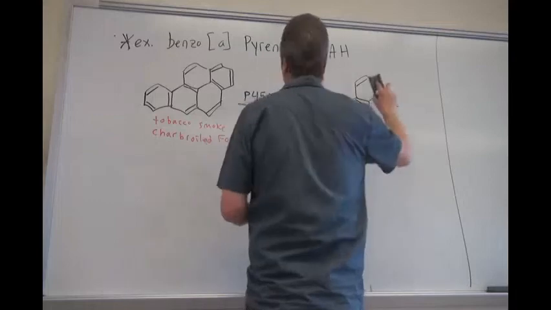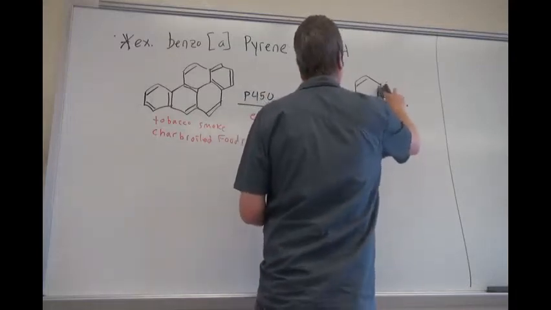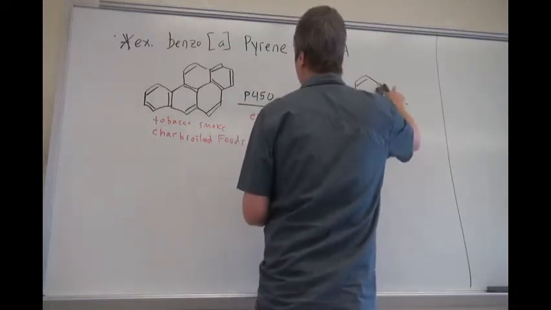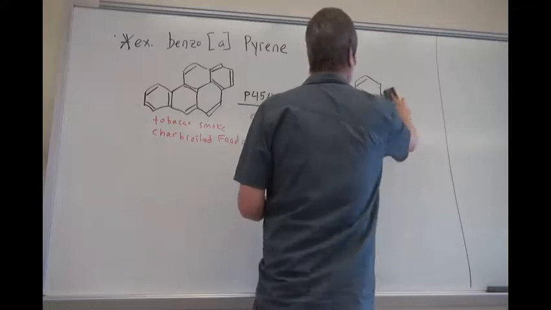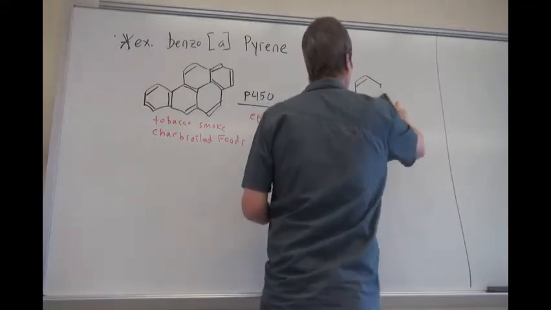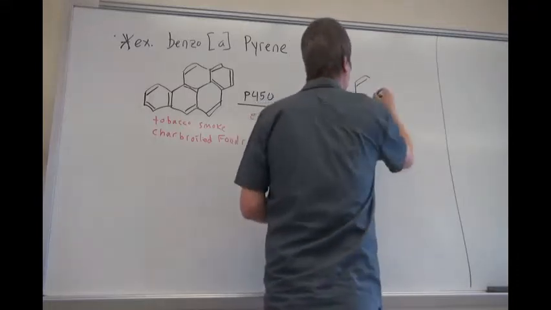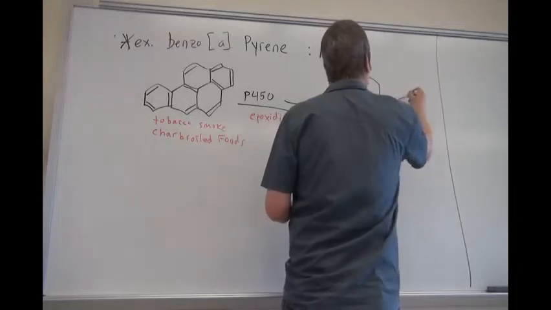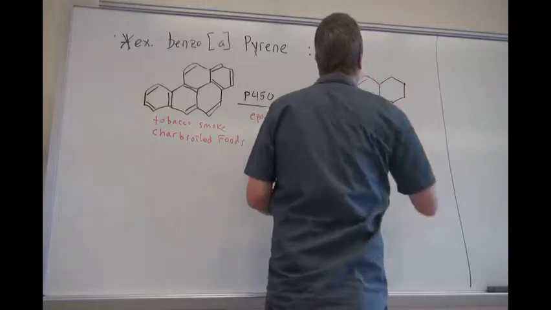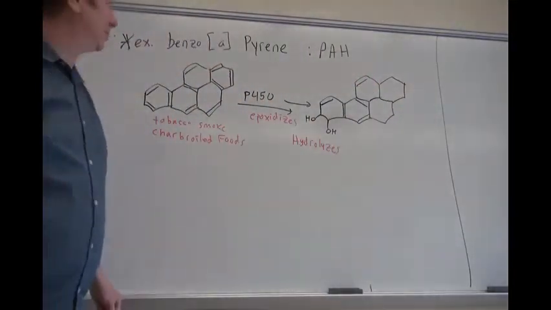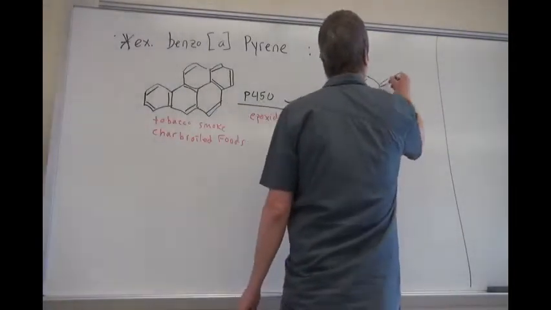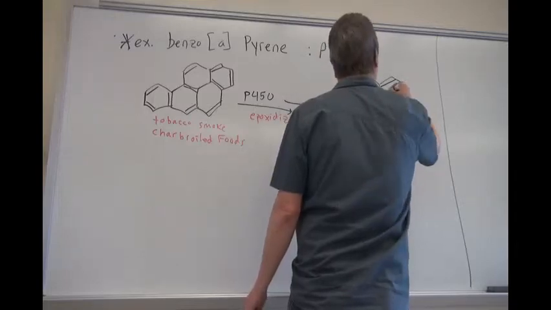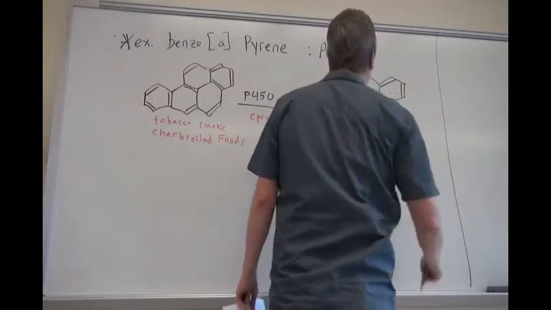Oops. I drew it wrong. Okay, sorry, there's an extra ring. All right, so let's keep drawing it. Benzene, and we have all these benzenes with the alkenes. All right, we have that.